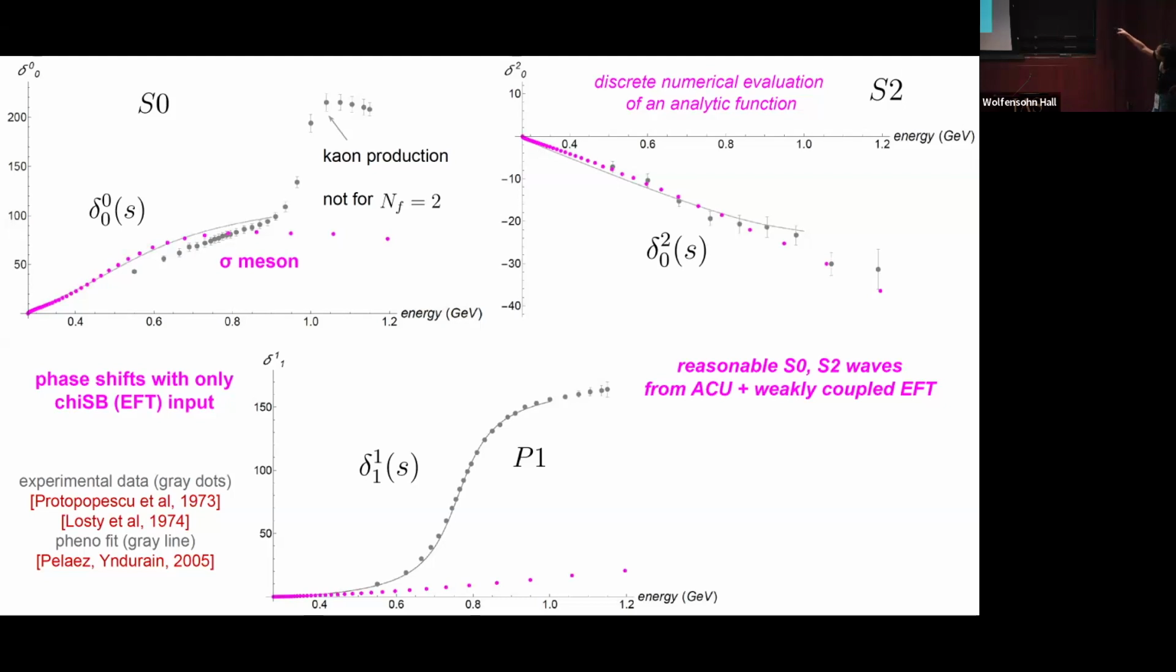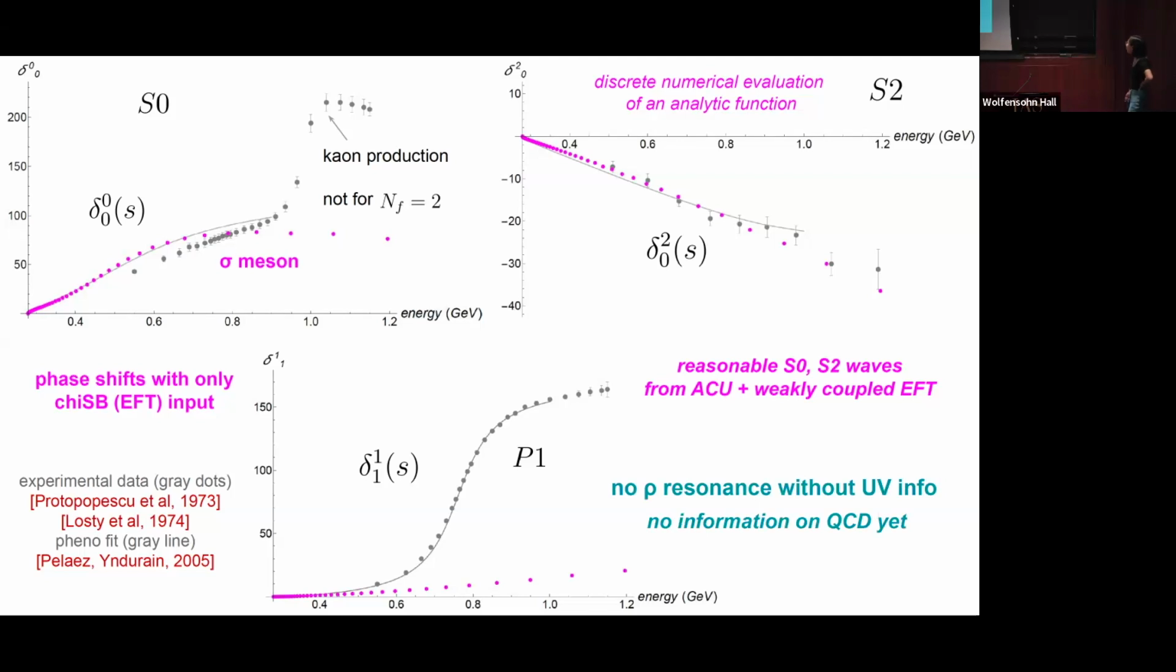In particular, the S0 wave has this kind of rise that should be identified with the sigma meson. And note that in the experiment at around 1 GeV, there is a big jump, which corresponds to the kaon production, which we don't expect from a 2-flavor quark model.